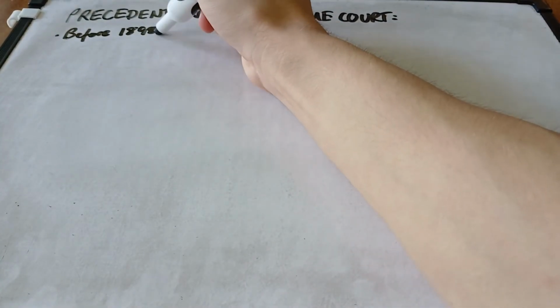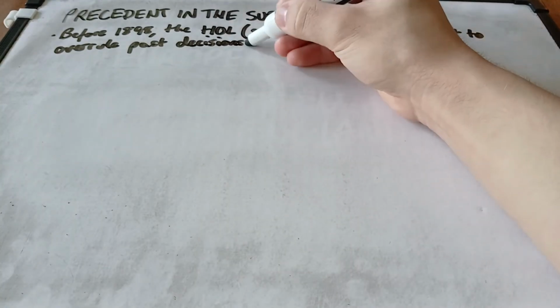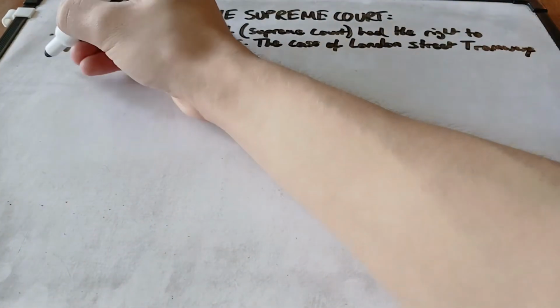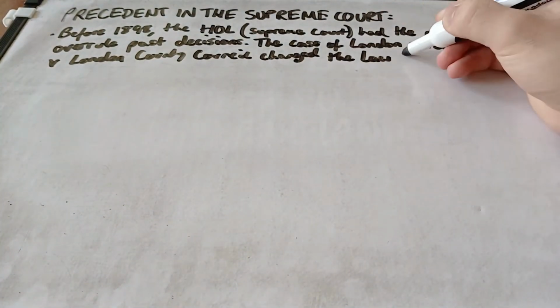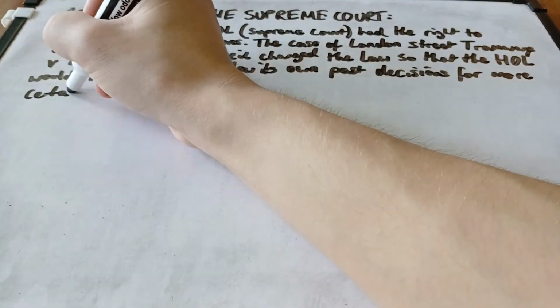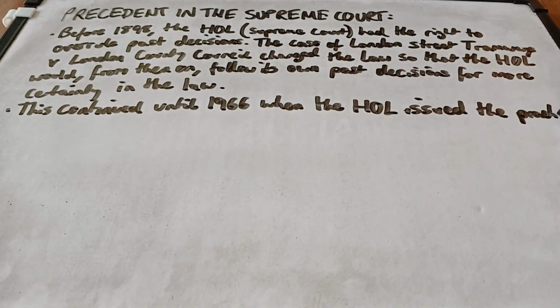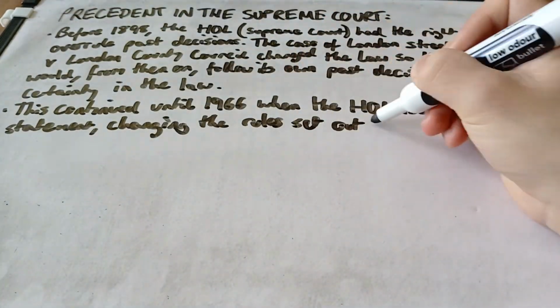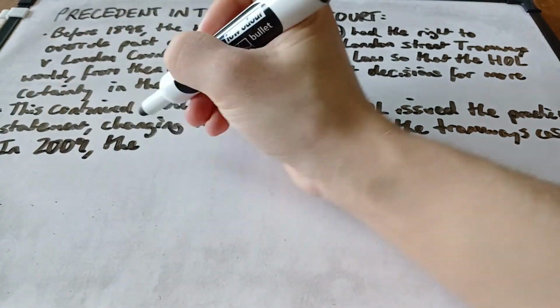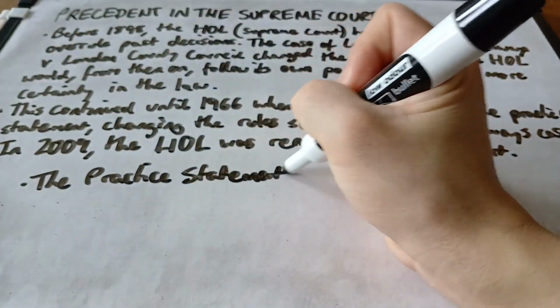Before 1898, the House of Lords had the right to overrule past decisions. The case of London Street Tramways versus London County Council changed the law so that the House of Lords would, from then on, follow its own past decisions for more certainty in the law. This continued until 1966, when the House of Lords issued the practice statement, changing the rules set out in the Tramways case. In 2009, the House of Lords was renamed the Supreme Court.